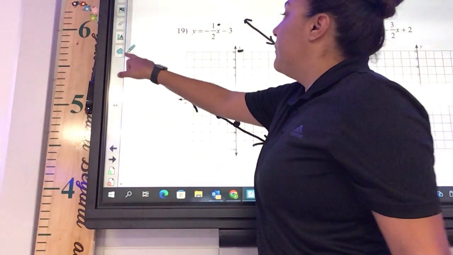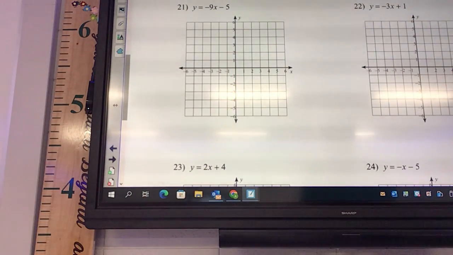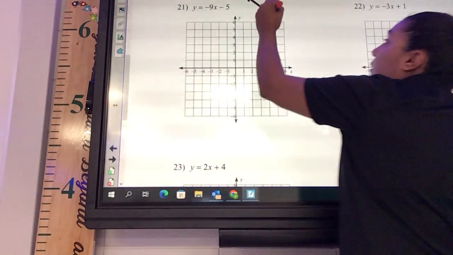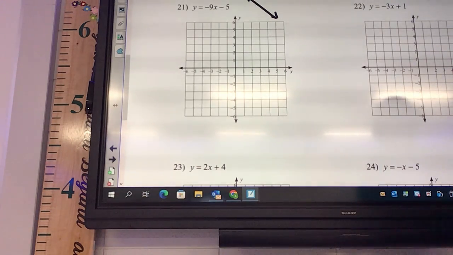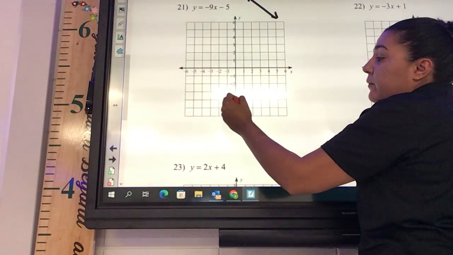Okay, 21. Where does this graph start? Well, what should this graph look like? Is it negative or positive? Negative. Okay, draw yourself a little picture. Okay, where does it start? -5. So we go to the y line and go down to -5.